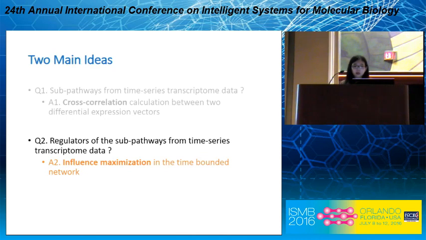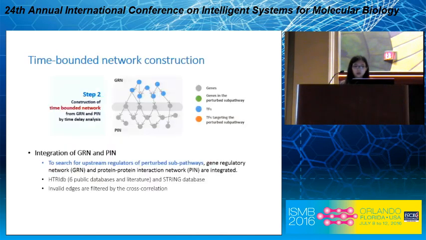And after we find the subpathways, we are to find regulators of those subpathways. And to do so, to search for upstream regulators of the subpathway, we need a bigger network, including TAPs, including a path from TAPs to subpathway genes. So here we constructed an integrated network of gene regulatory network and protein-protein interaction network. And here we used 2 public databases, HDR-IDB and string database.